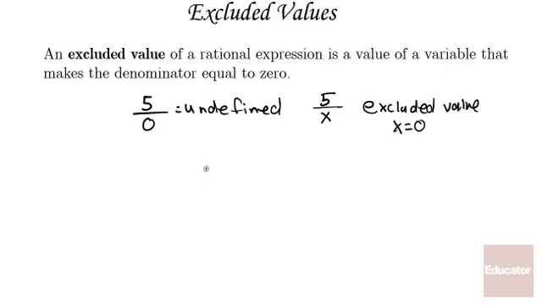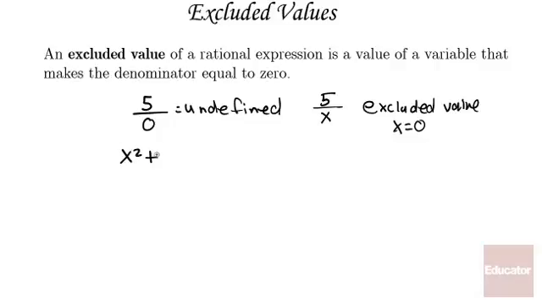Most rational expressions have some excluded values. There can be situations where the expression is such that you won't end up with an excluded value, but there usually are one or more values for the variables, and there can be one or more variables, that are excluded when you're dealing with a rational expression. So let's look at some examples.